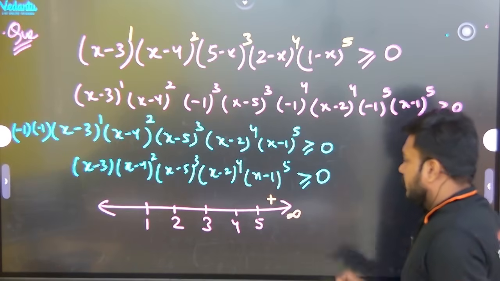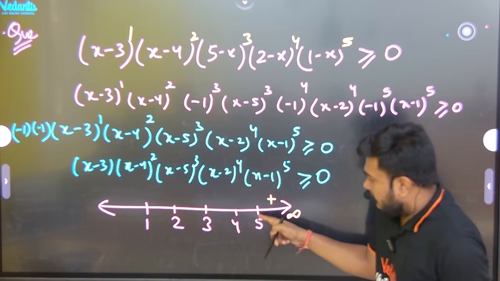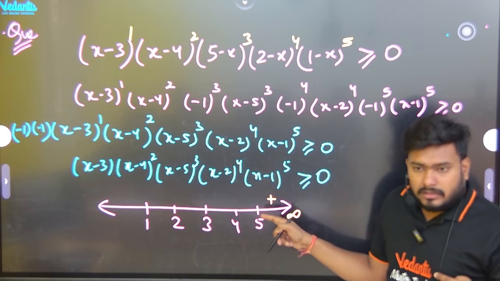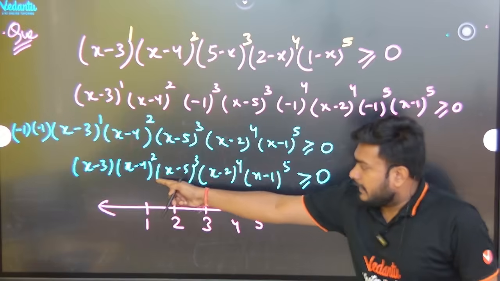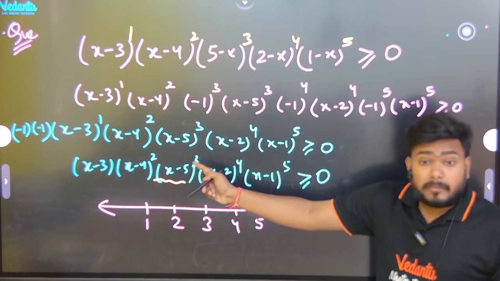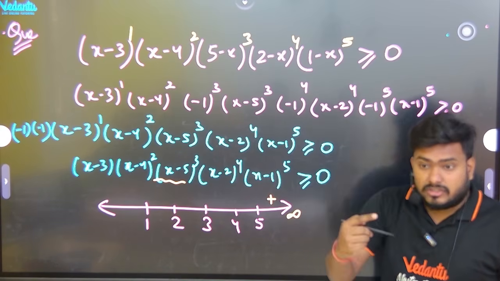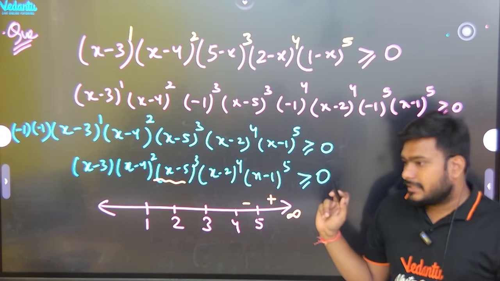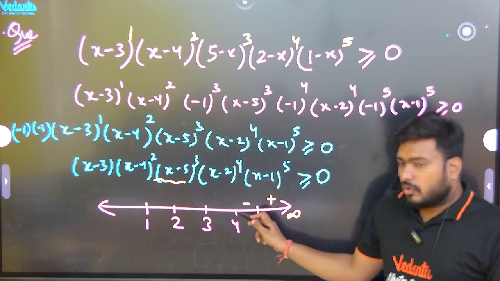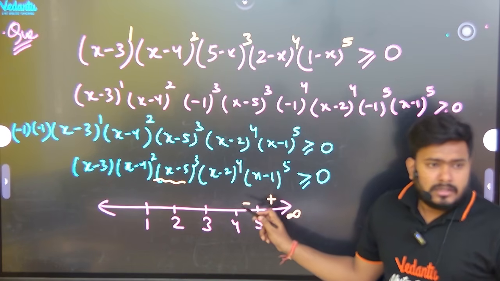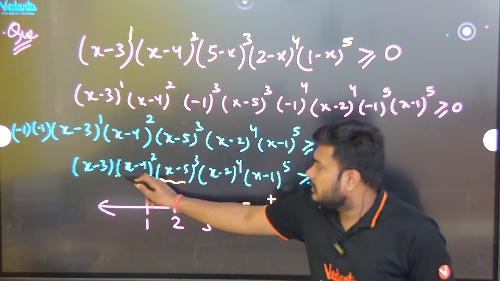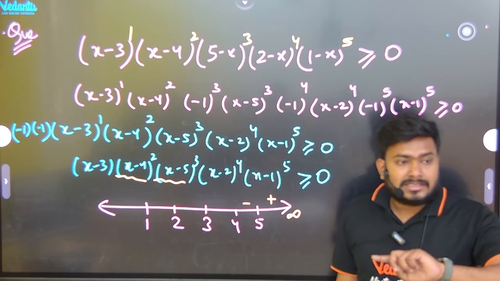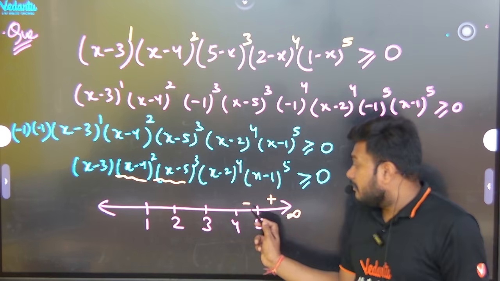From infinity I'll start. From infinity I reach to 5. Then I'll go to the bracket. From where 5 is coming. 5 is coming from which bracket? This bracket. Power odd. Odd means change of sign. So plus becomes minus. Clear? Next. 4. 4 is coming from which bracket? 4 is coming from this bracket. Even power. Sign remains same. That means minus will remain.